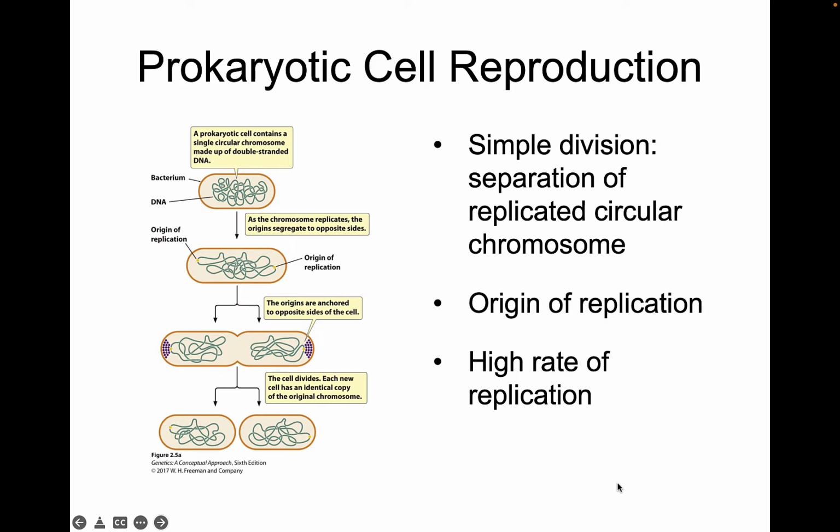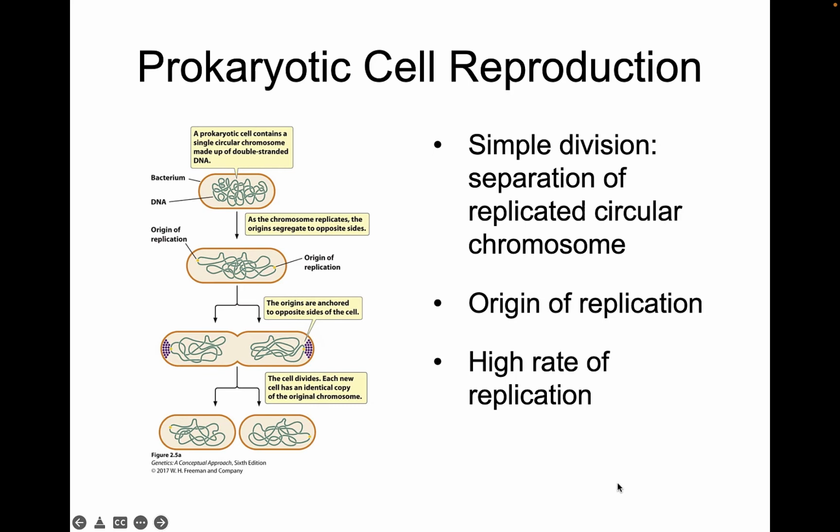So with prokaryotic cell reproduction, okay, when a prokaryotic cell reproduces, its circular chromosome replicates. The cell divides in a process called binary fission, okay? Replication is usually going to begin at a specific place on the circular chromosome, which we call the origin of replication.